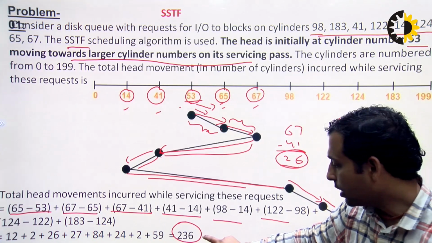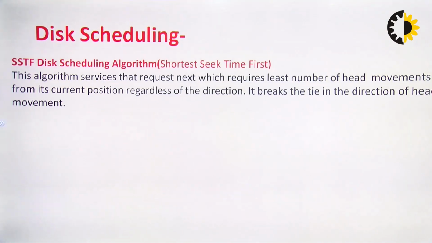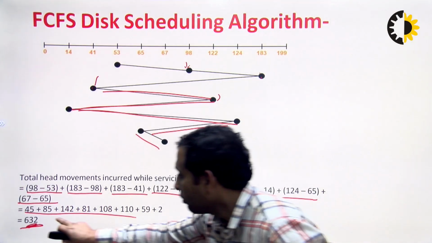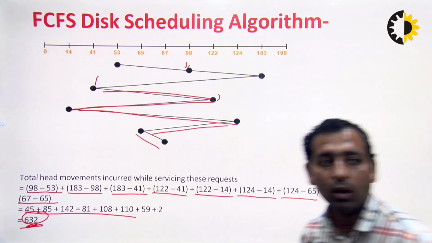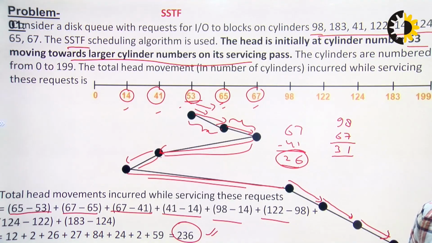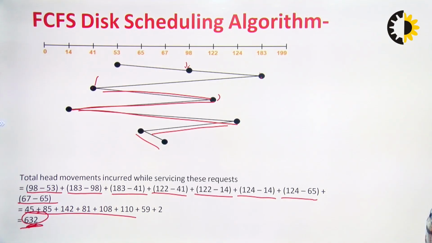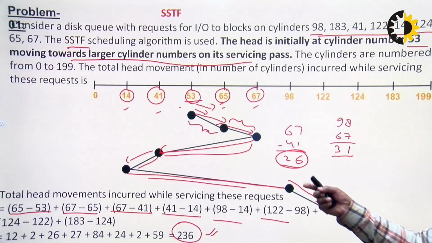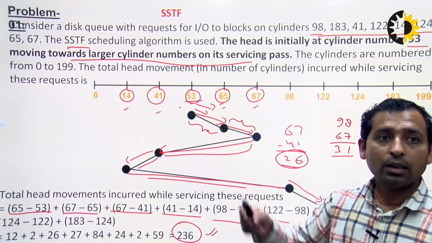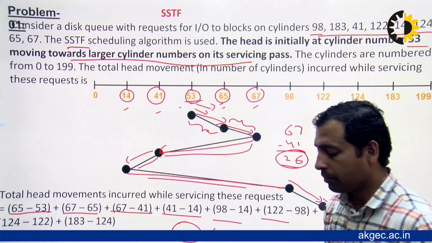Now, 236 is the total head movement, and in the previous one we can see the total movement was 632, a significant difference. Now we have a large improvement of about 400 by using the shortest seek time first algorithm.